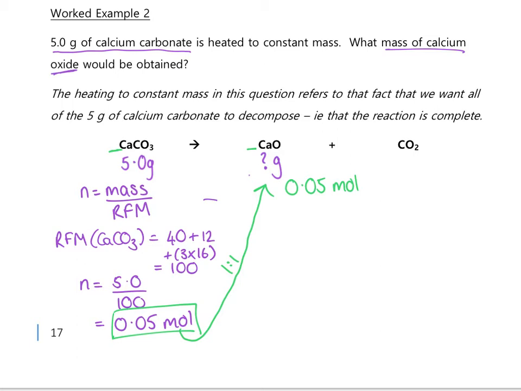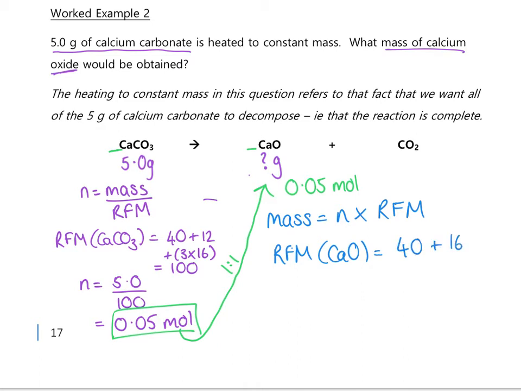Now that I've got my number of moles of calcium oxide, I can convert that back to the mass of calcium oxide. So I use my equation, mass equals n times RFM. The RFM of calcium oxide I need to calculate. That's just the mass of calcium, which is 40, plus the mass of oxygen, which is 16, gives me an RFM of 56. So putting that back into the equation, mass is 0.05 moles times my RFM of 56, which gives me 2.8, and my units are always grams.